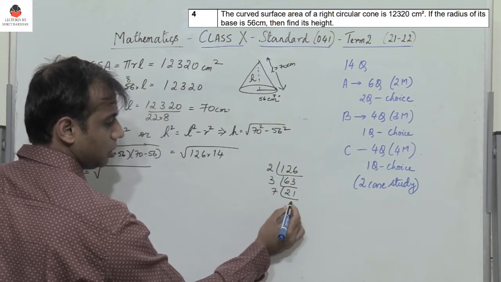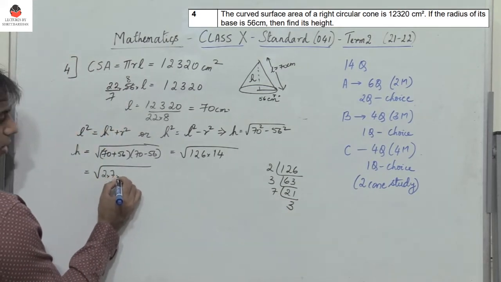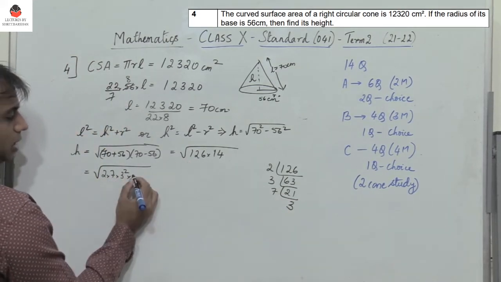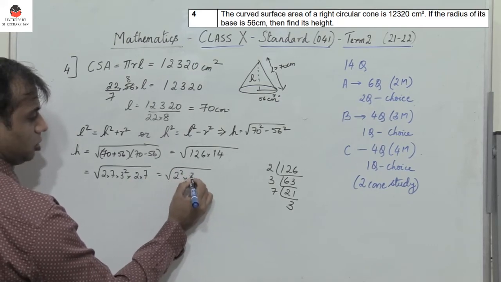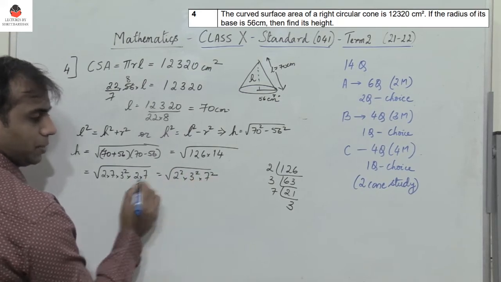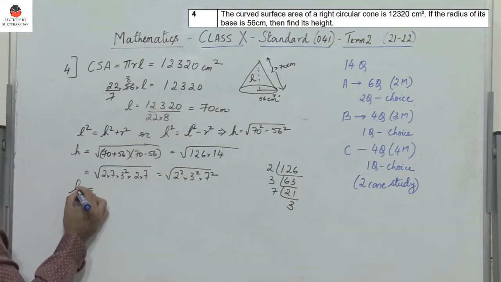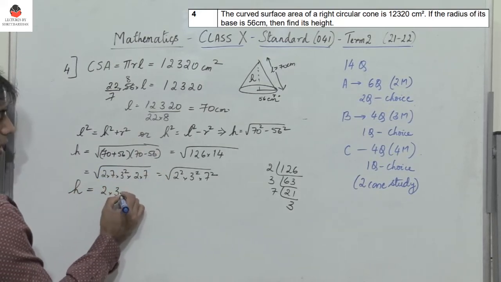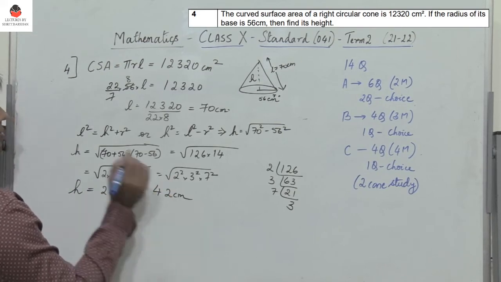Divided by 7, you get 3. So you have 2 into 7 into 3 square. 14 is 2 into 7. So I have 2 square into 3 square into 7 square. So if I take all of them outside the root, I get the value of h as 2 into 3 into 7, which is 42 centimeters.